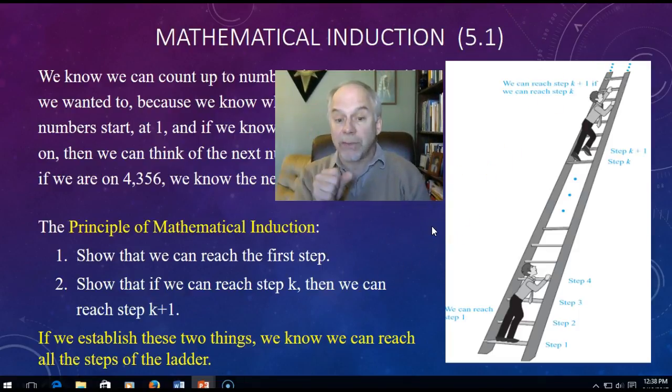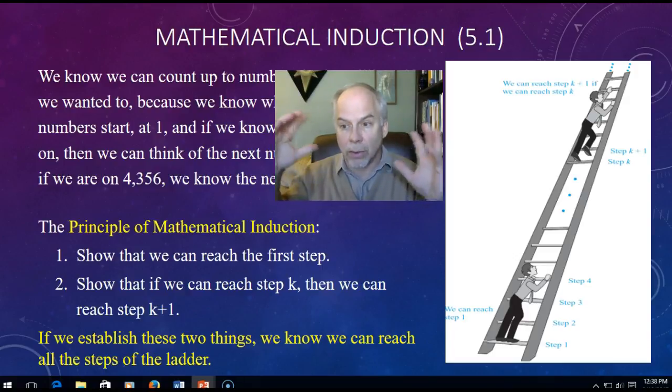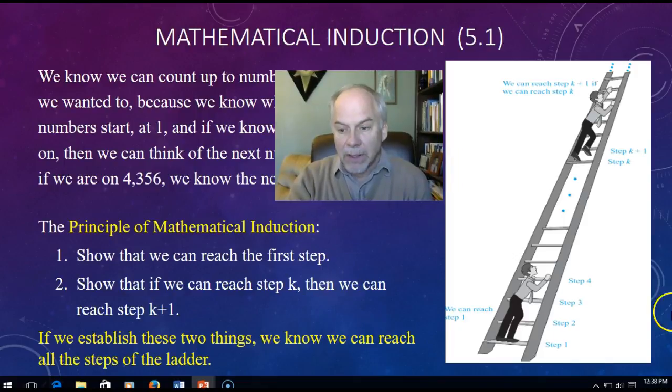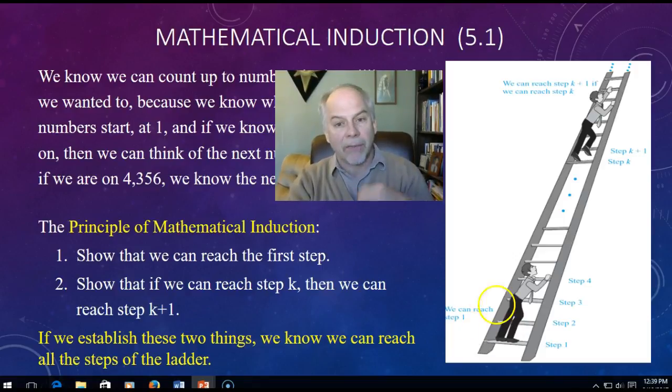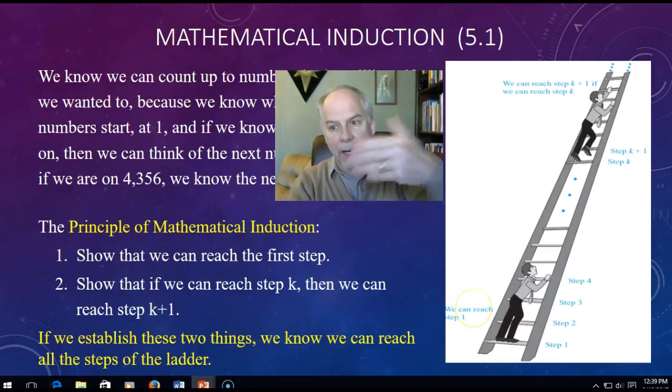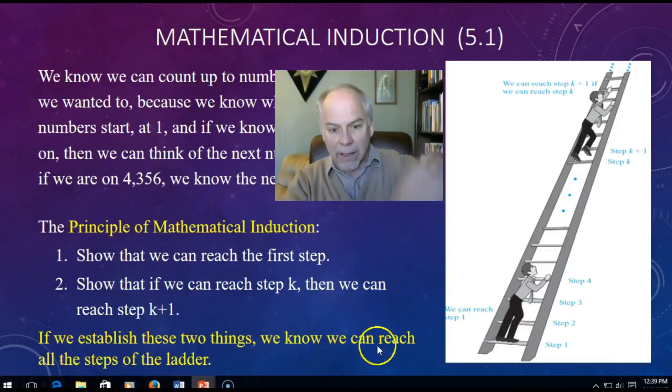If we know both of those facts, and the second one is an if-then statement. If we can assume we can reach the kth step, then we can know we can reach the k plus 1th step. So if you have both of those facts, we know that we can reach the whole staircase or whole ladder. Okay? Because if you're on step 1 and you apply that second principle, that will get you to step 2. And then if you are on step 2 and apply this second principle, you can get to step 3, and on and on up the ladder. Okay?